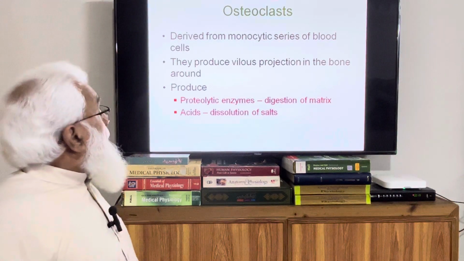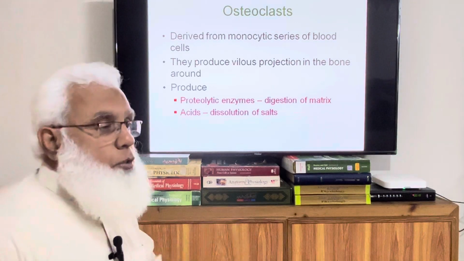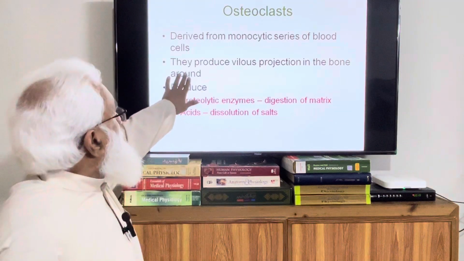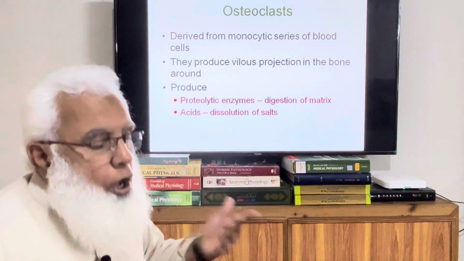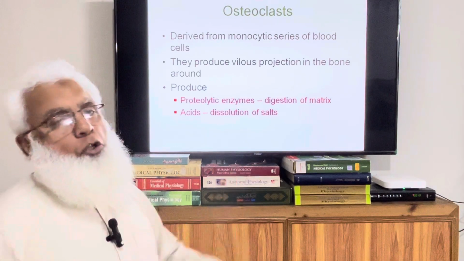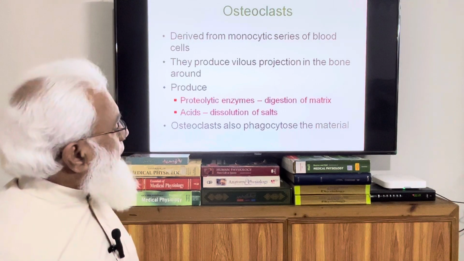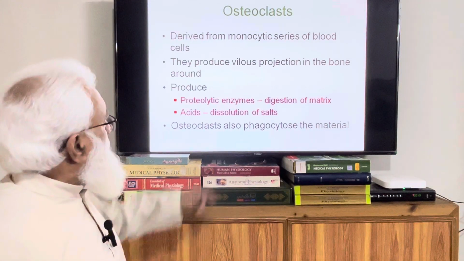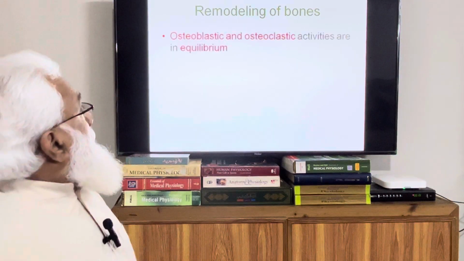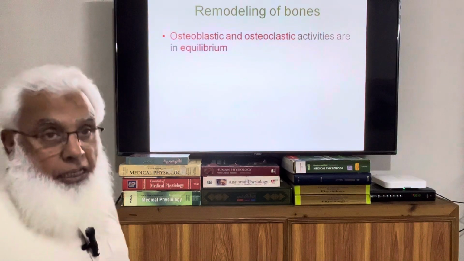And there is acid production, which causes dissolution of the salt, को भी dissolve कर रहे हैं और matrix भी dissolve कर रहे हैं osteoclasts, and bone is resorbed and it is later on invaded by the fibroblasts and new bone is formed. Osteoclasts also phagocytose, वो phagocytosis भी कर सकते हैं इस material की digested part. Now osteoblast and osteoclast activities are in equilibrium.